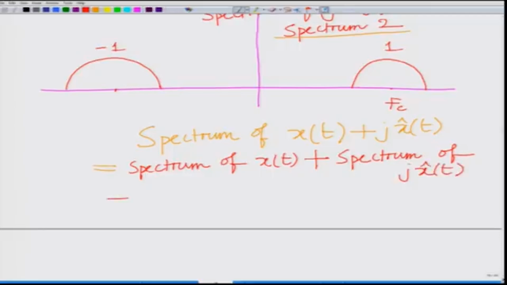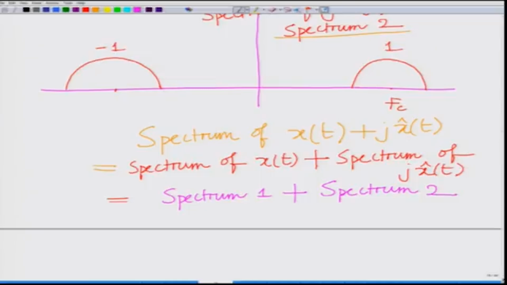Spectrum of x(t) plus spectrum of j x hat(t), which is basically equal to spectrum 1 plus spectrum 2. So, what we have derived is, we are trying to find the spectrum of x(t) plus j x hat(t). We have derived the spectrum of x(t), and we have derived the spectrum of j x hat(t).